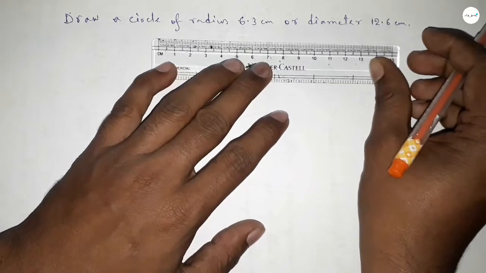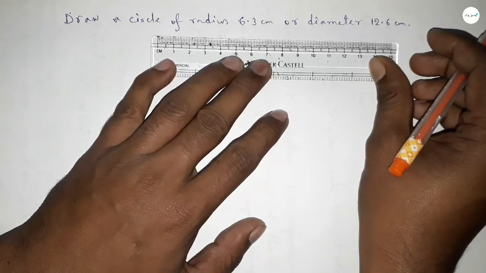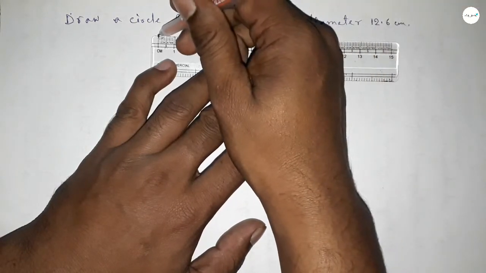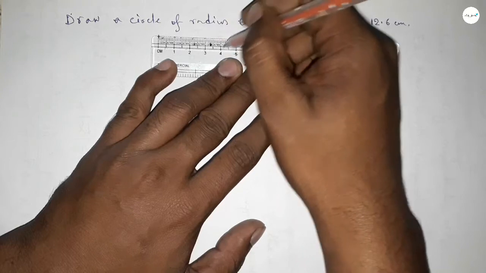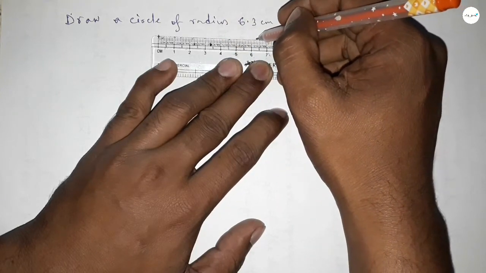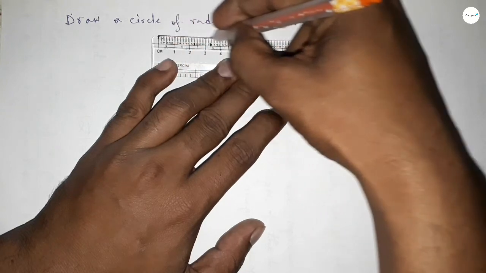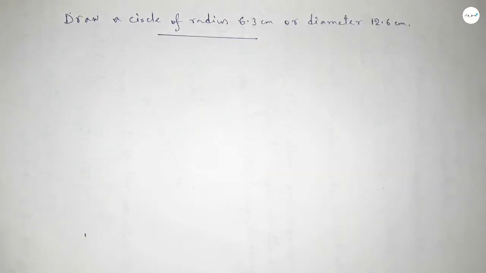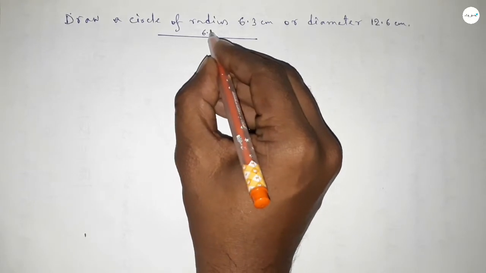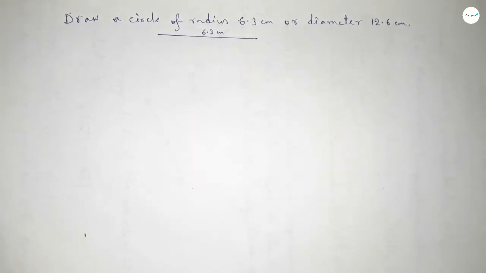First of all, drawing here the radius 6.3 centimeter. So this is starting 0, 1, 2, 3, 4, 5, 6 and this is 6.3 centimeter, and we know that radius of the circle is equal to half of diameter of the circle. So this is 6.3 centimeter.